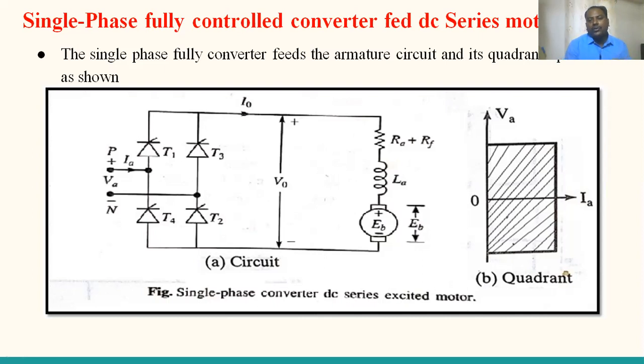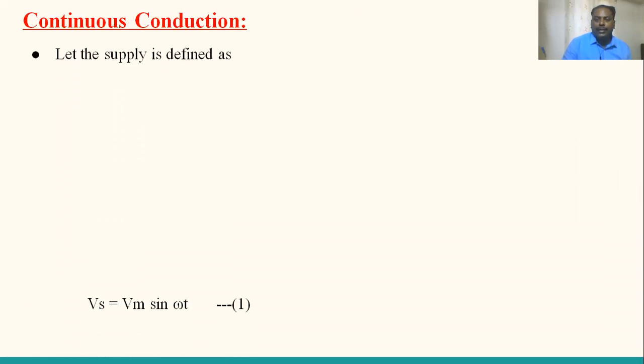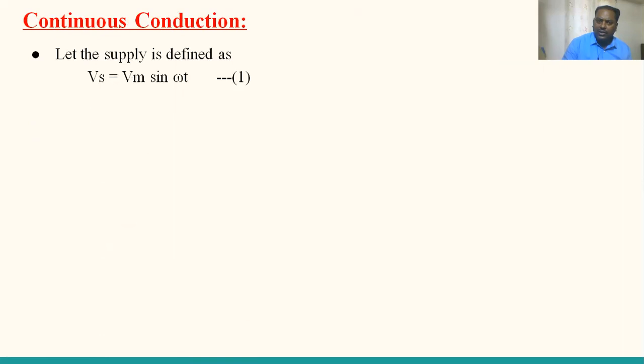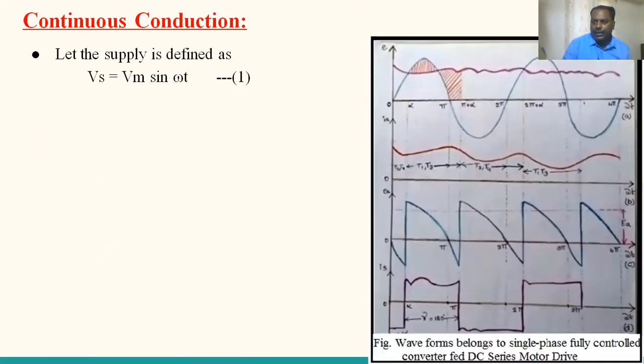As per the circuit, you have to describe the operation of the circuit, what the circuit consists of, followed by the continuous condition. So let the supply voltage be defined as Vs = Vm sin omega t. See the waveforms. This is the source voltage. Waveforms belong to a single phase fully controlled converter for a DC series motor.